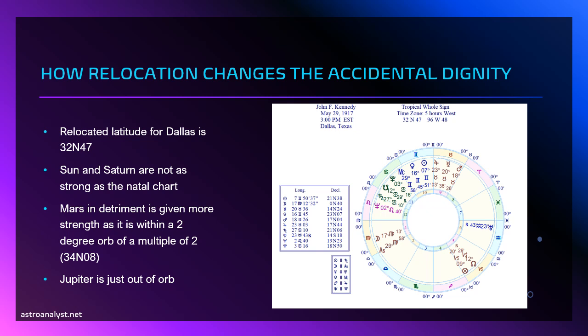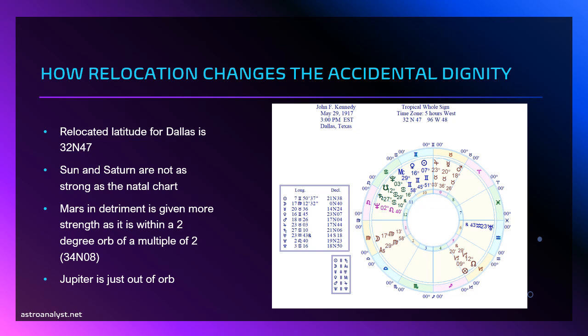So Dallas is at 32 degrees 47 minutes north, and the Sun and Saturn are not as strong in this natal chart. They're no longer matching. The declination is no longer matching the Dallas latitude of 32 North 47. The declinations don't change; they stay the same no matter where you live. So they will emphasize or de-emphasize a certain planet based on the new latitude location where they're at.